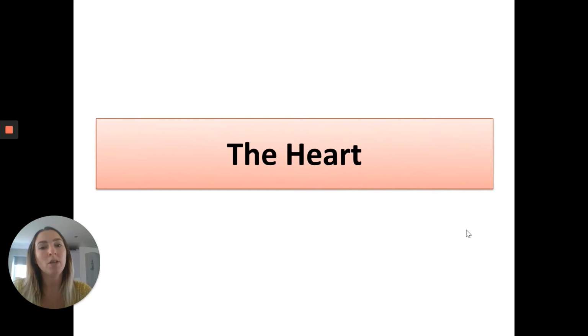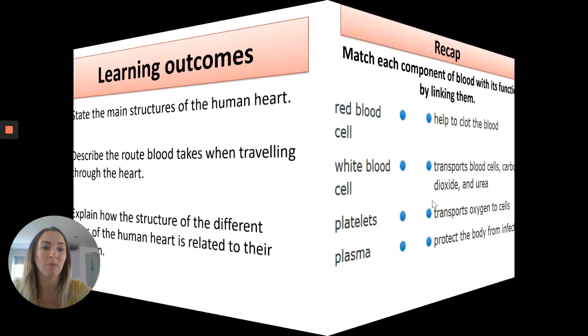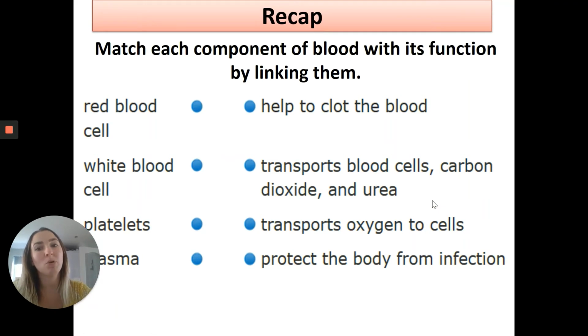I'm going to do this lesson in two parts. The first section is going to be the heart, and then we're going to do some activities on that bit, and then we're going to do helping the heart afterwards, and again do some activities on that. So the learning outcomes for the heart: we need to be able to state the main structures of the human heart, describe the route the blood actually takes through the heart, and explain how the structure of the different parts of the human heart is related to its function. Right, so what I want you to do is pause the video here and have a go at this activity.